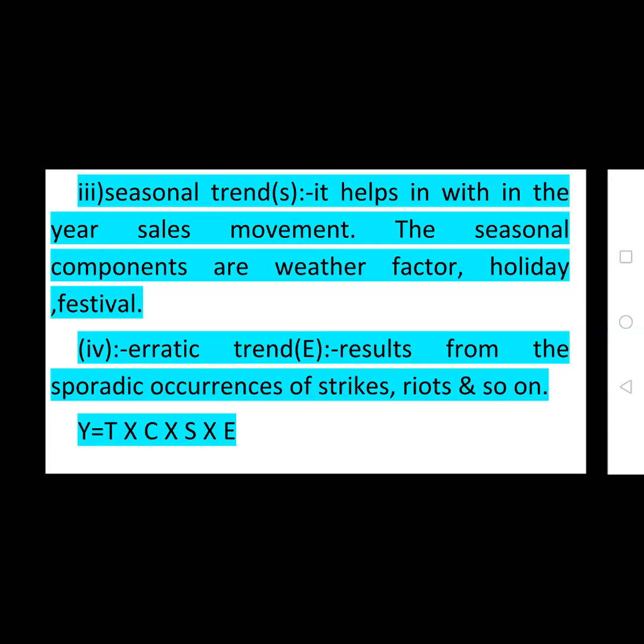Like that, if you want to estimate the short-term demand for a product, for example the demand in summer for our particular product, you consider the season. The seasonal trend helps in within-year sales movement. The seasonal components are weather factors, holidays, and festivals also. So not only the three seasons, there are other seasons, such as the festivals and holidays of a country.